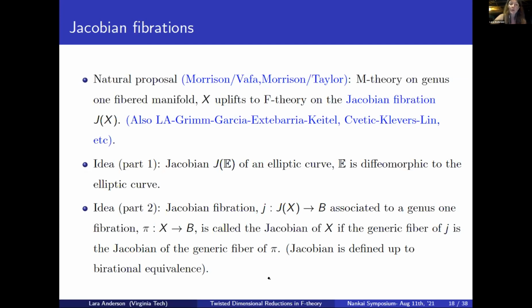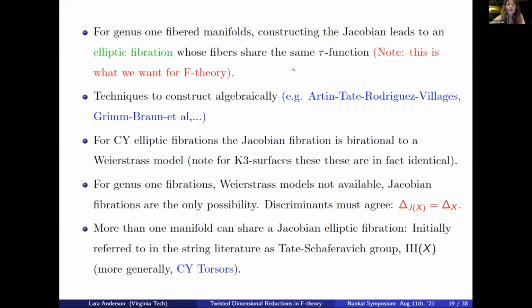The Jacobian is defined up to birational equivalence. And for a single elliptic curve, of course, you know that the Jacobian, the space of all divisors of the elliptic curve, is diffeomorphic to the elliptic curve itself. For a fibered manifold, this produces birationally equivalent threefolds, and they will have the same J function point by point. And so they're actually encoding, hopefully, the same F theory effective physics. However, the Jacobian will end up having a section. So this has a lot of nice features. For genus 1 fiber geometries, the Jacobian leads to an elliptic fibration whose fibers share the same tau function. As I mentioned, this allows you to understand what the axiodilaton is doing. There are techniques to construct a Jacobian algebraically given a particular genus 1 fibered curve. These were particularly done by Artin, Tate, and Rodriguez-Villegas, and then applied in string theory by Grimm, Brown, and others.